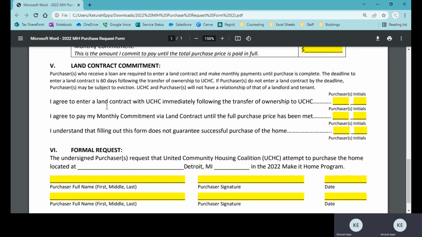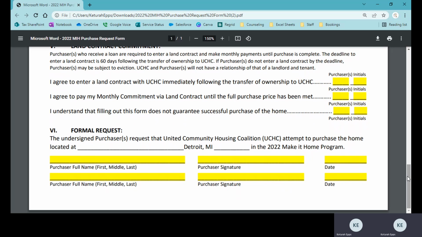There are 3 statements underneath here. It says, I agree to enter a land contract with UCHC immediately following the transfer of ownership to UCHC. I agree to pay my monthly commitment via land contract until full purchase price is met. I understand that filling out this form does not guarantee successful purchase of my home. So a lot of things can happen. We cannot make any guarantees. We definitely will try our best. But it's just important for you to know up front that we can't guarantee the purchase of your home.